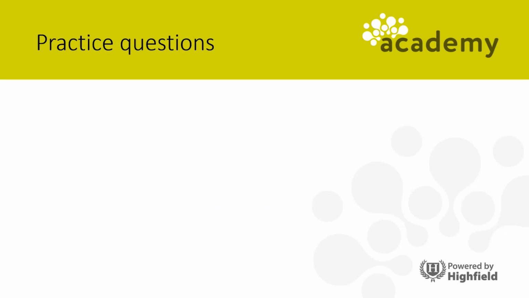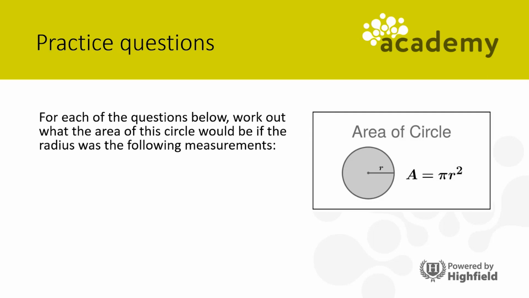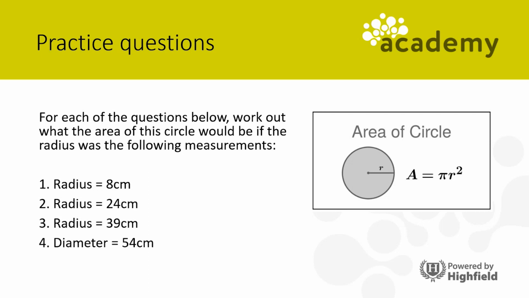Let's look at some practice questions. For each of the questions below, work out what the area of the circle would be if the radius was the following measurements. In the first one, the radius is 8. In the second, the radius is 24. The third, the radius is 39 centimeters. And in the fourth, the diameter is 54 centimeters. So press pause, have a go at answering the question, and then press play when you're ready to see the answers.